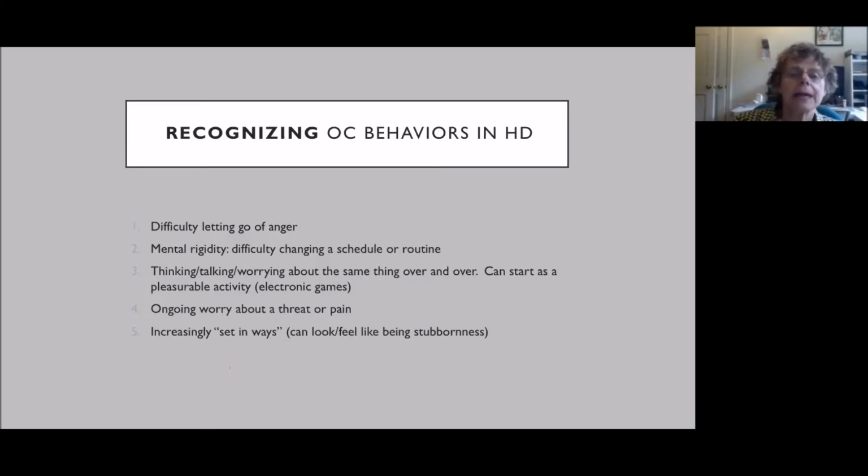It's about thinking and talking or worrying about the same thing over and over. It can start as a pleasurable activity. It can start as an activity that was within a routine range earlier in their life, and particularly in the young who know how to operate electronic devices more easily. Electronic games may be very useful for mental agility, and are in fact one of the things that can potentially help improve cognitive function.